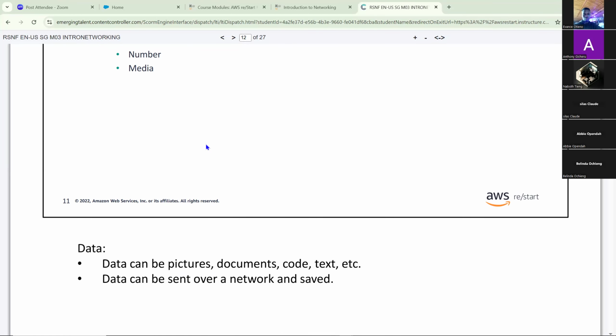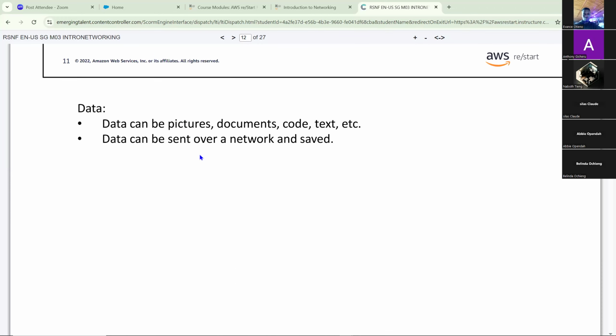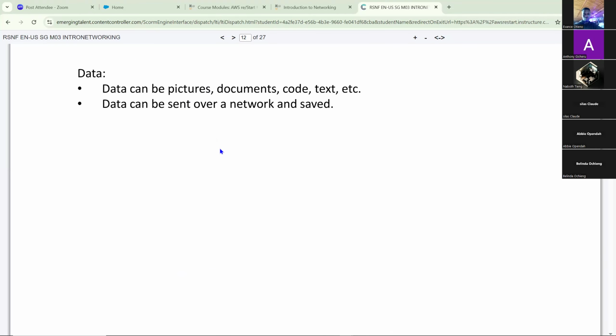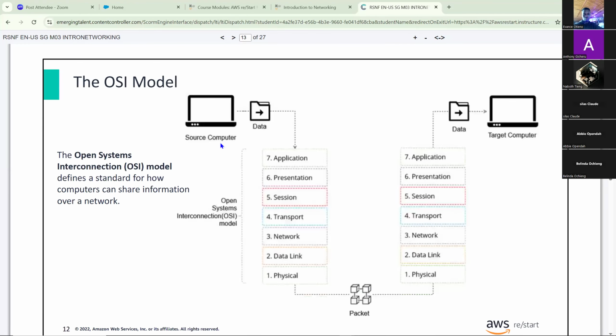Then characters are those special symbols that we use. They can be hashtag, the exclamation mark, you know, all those ones. They can be full stop, comma, backslash, forward slash, all of those are characters. So data can be pictures, documents, code, or text. Data can be sent over a network, and then this can also be saved.